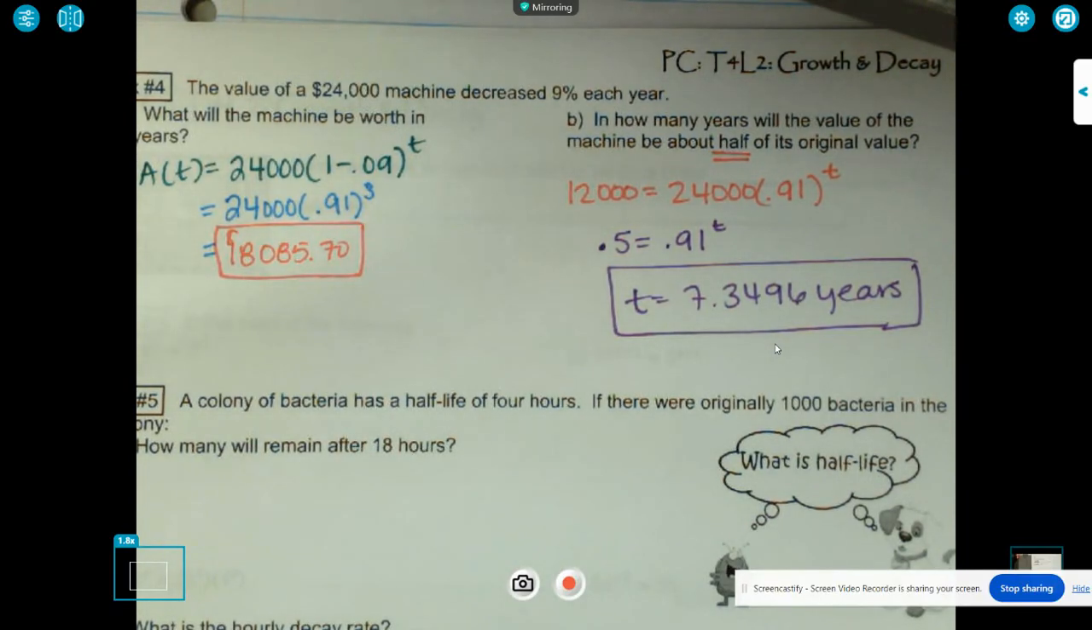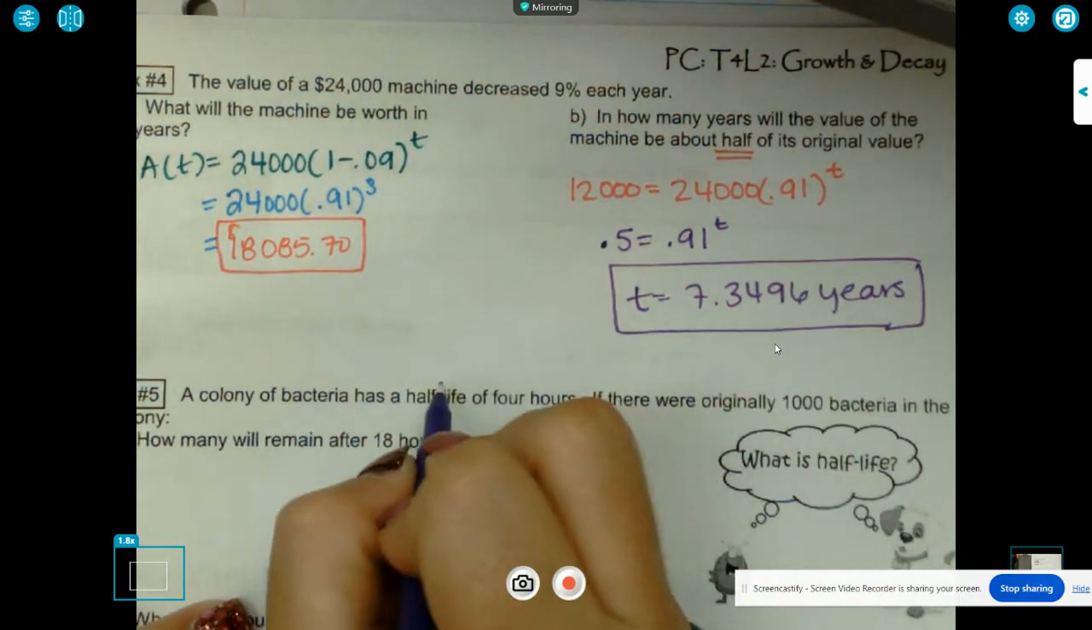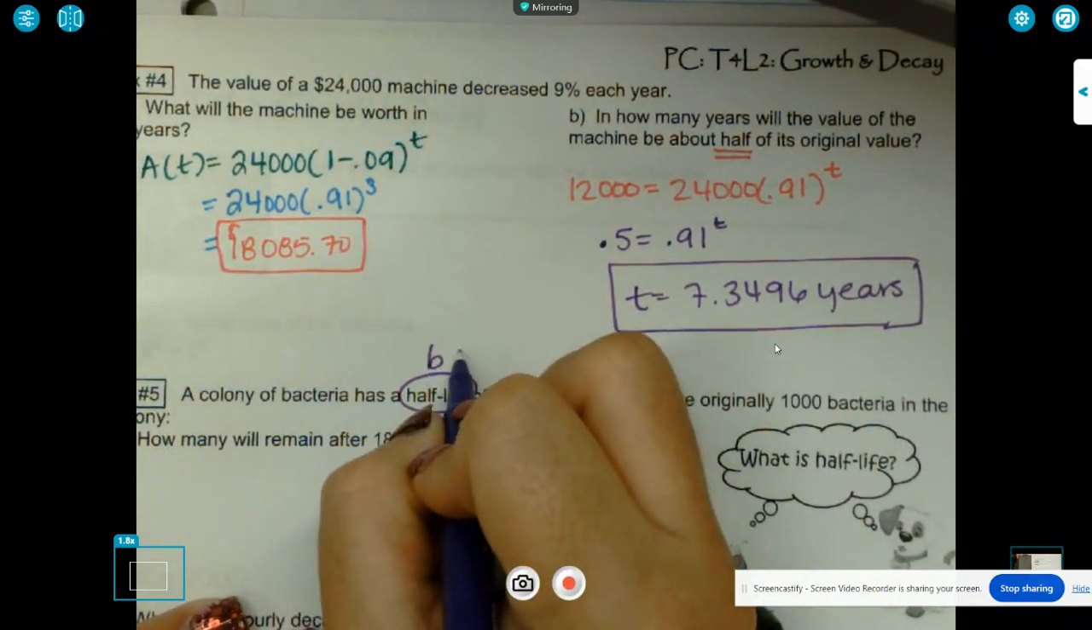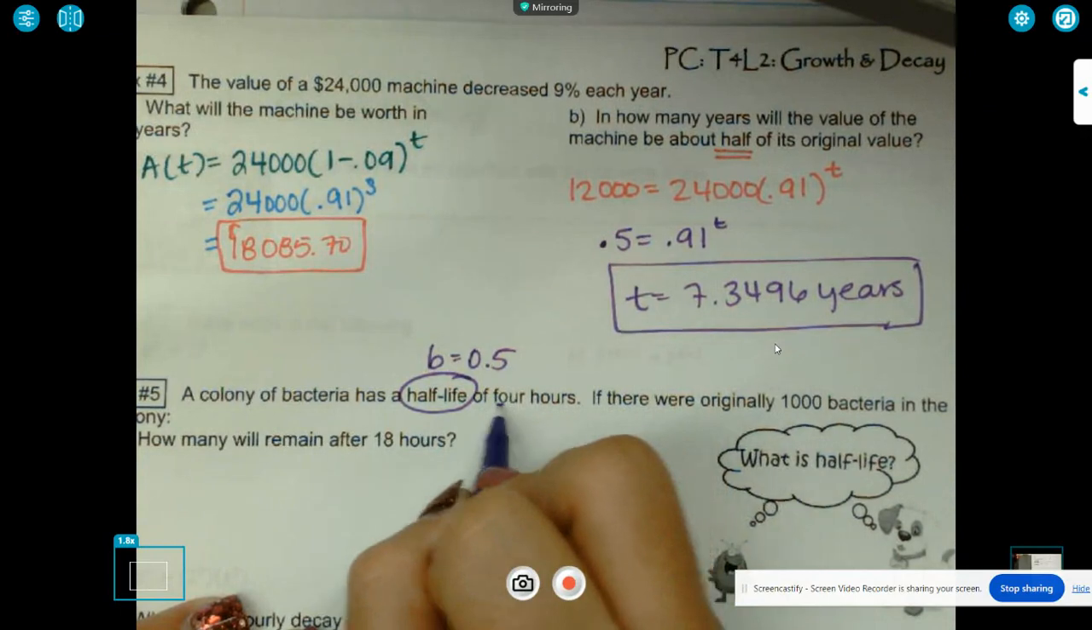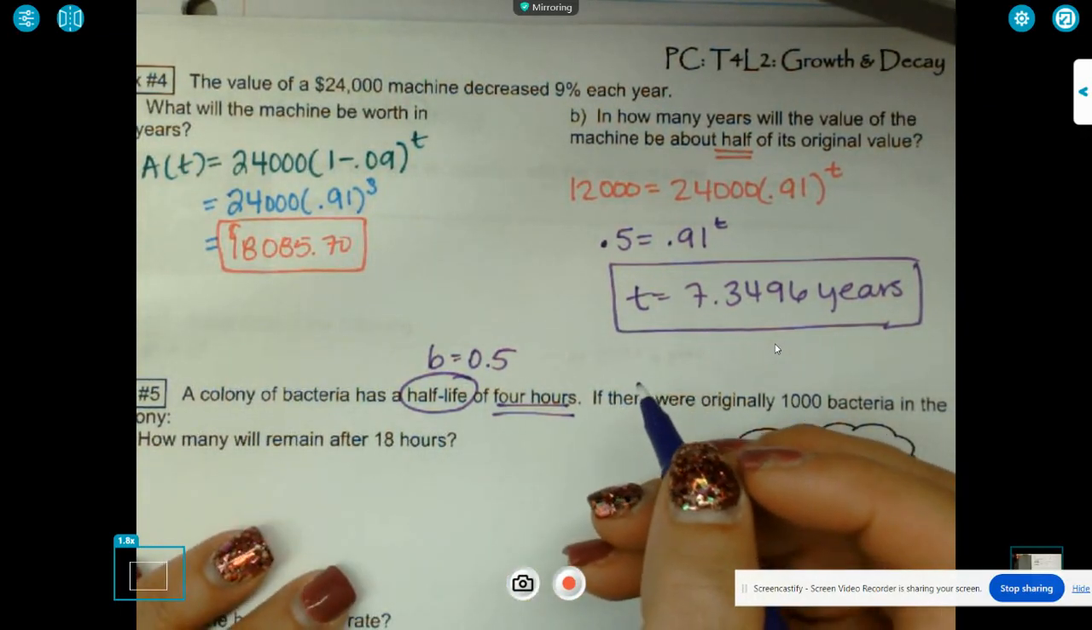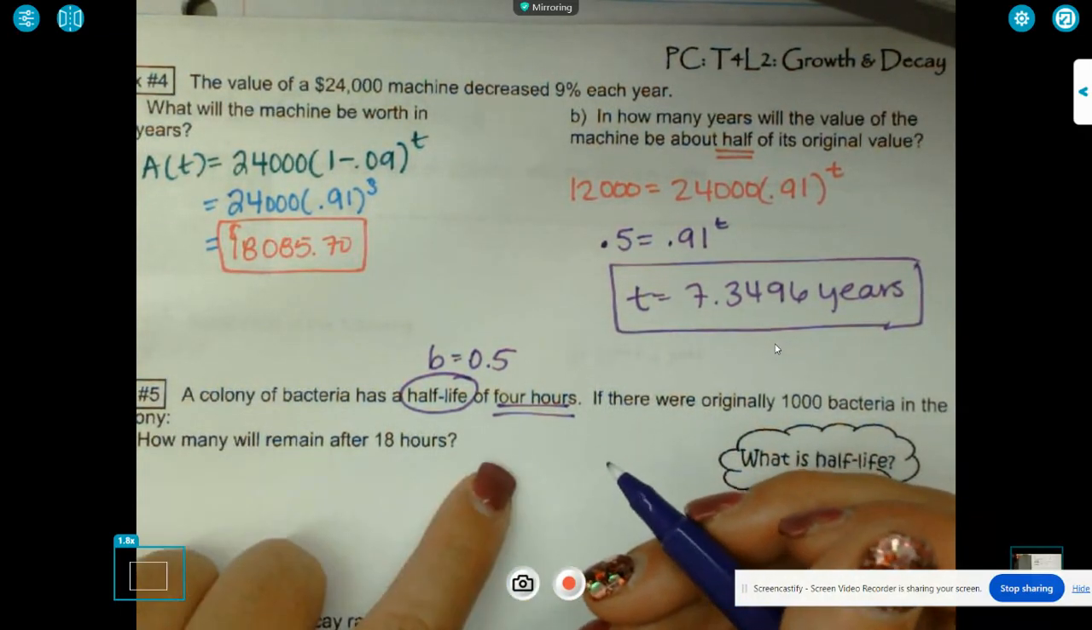The second one. Okay, what is our B? If it's a half-life, what's our B? 1/2. Okay, and y'all can write that either way. You can write it as 1/2 or you can write it as 0.5. It doesn't matter. But if it's a half-life, that's going to be our B of 0.5. And then 4 hours is our what? It's our K. That's how long the half-life takes.